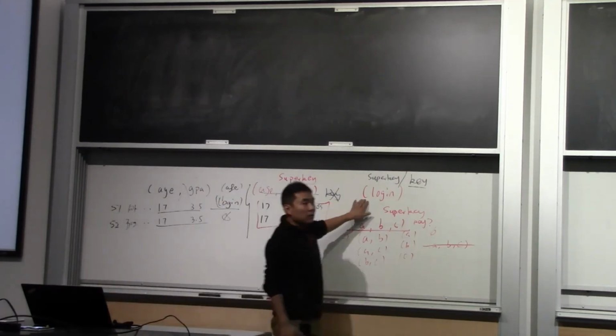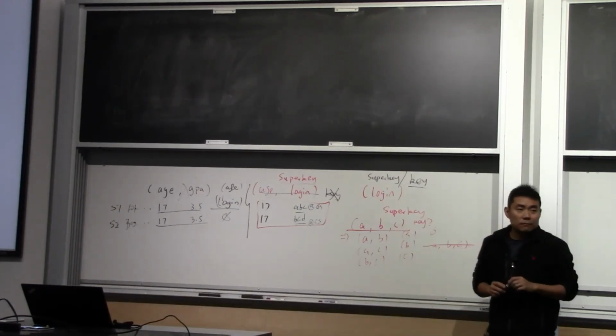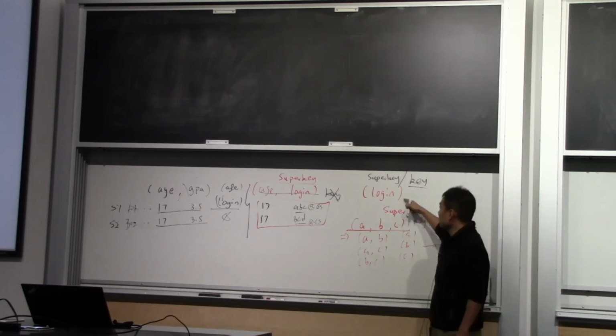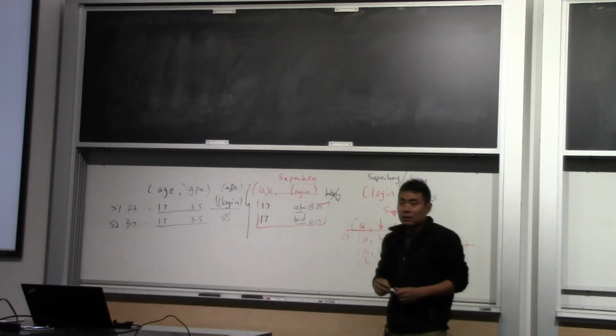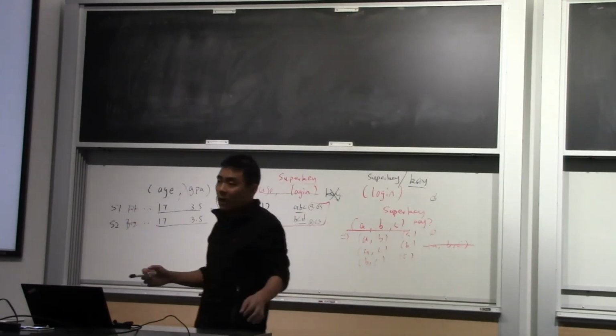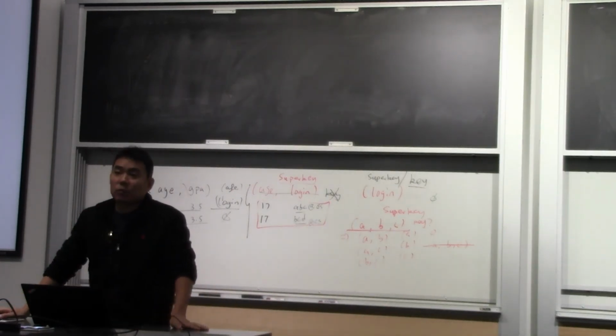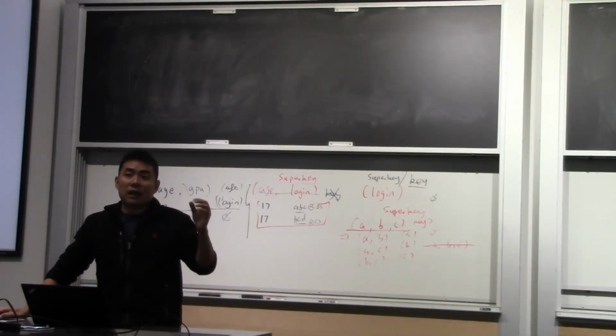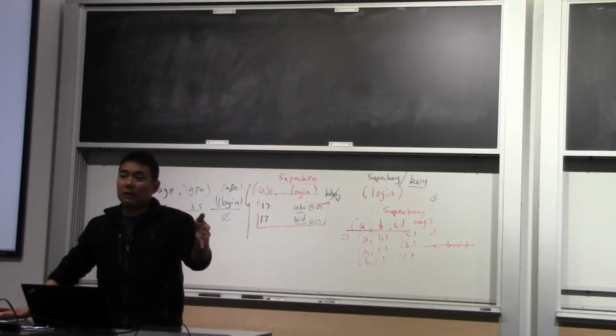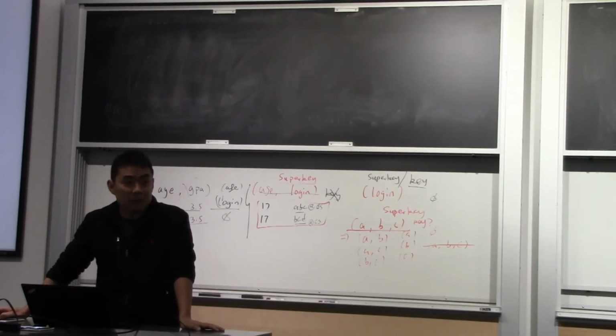But is this a key? Is login a key? What is the proper subset of login? It's only the empty set. The empty set obviously cannot be a superkey, right? Because what do you mean by no two tuples can have the same values with respect to an empty field? It doesn't even make sense.